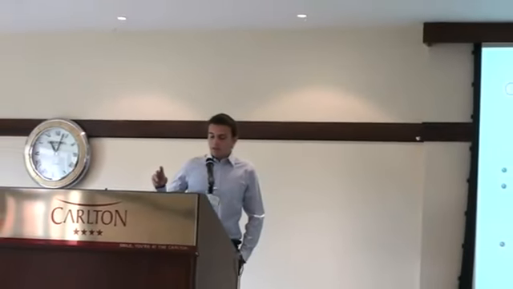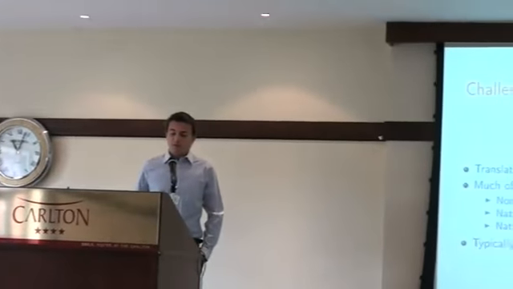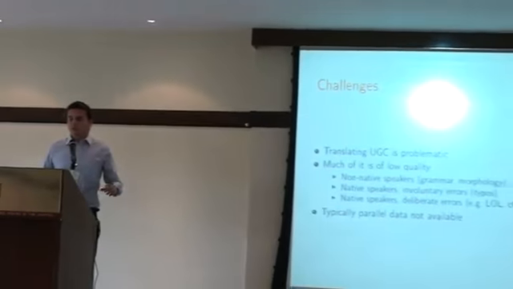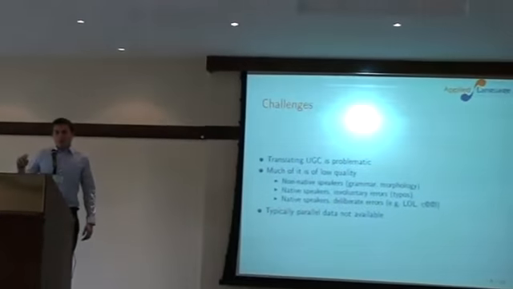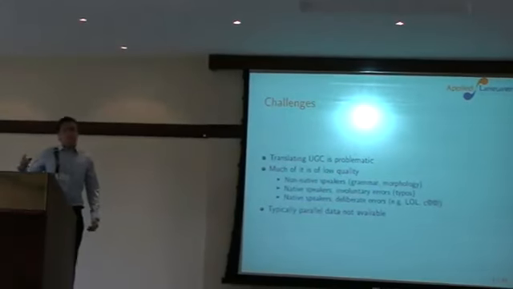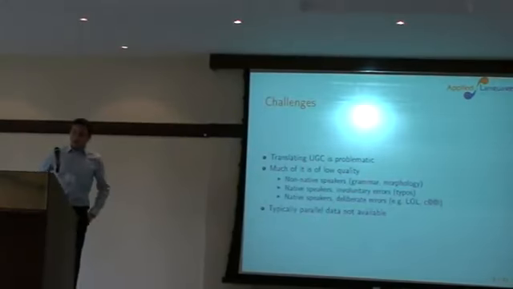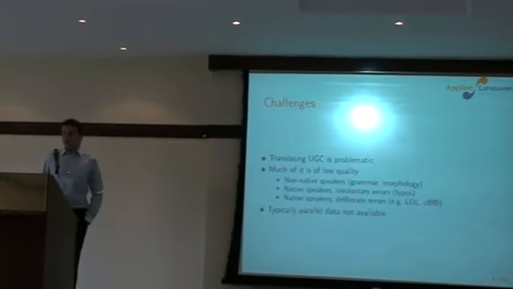So translating user-generated content as is is problematic for machine translation. There are mainly two large problems. The first of them is that we could consider that the content has low quality. We can categorize the source of the errors that the content usually has in three ways. The first is where content was created by non-native speakers. In this case, we usually see grammatical errors or morphological errors.